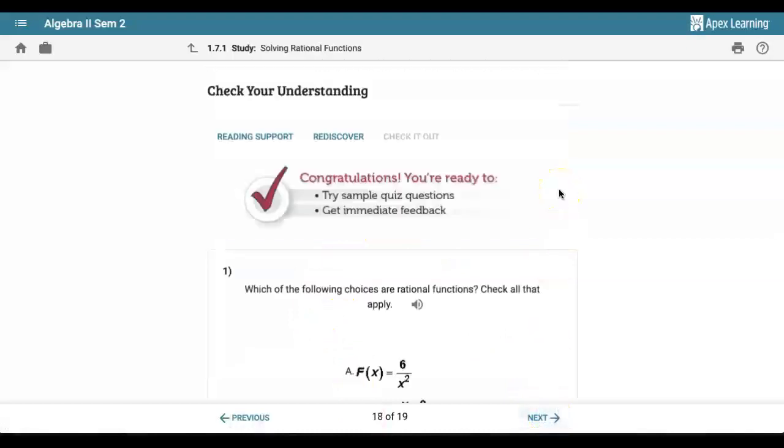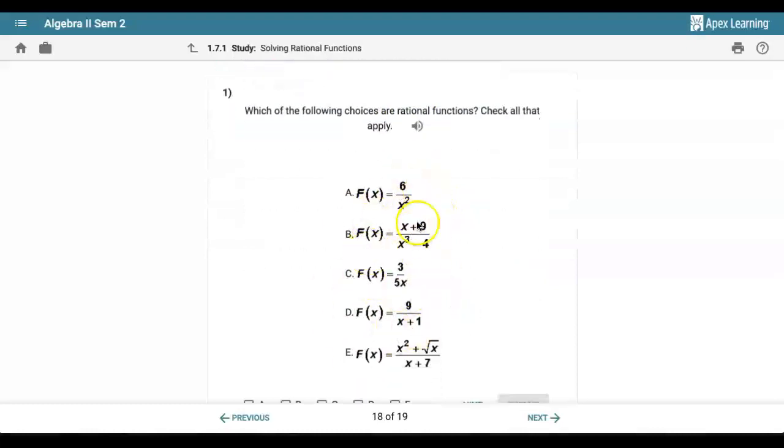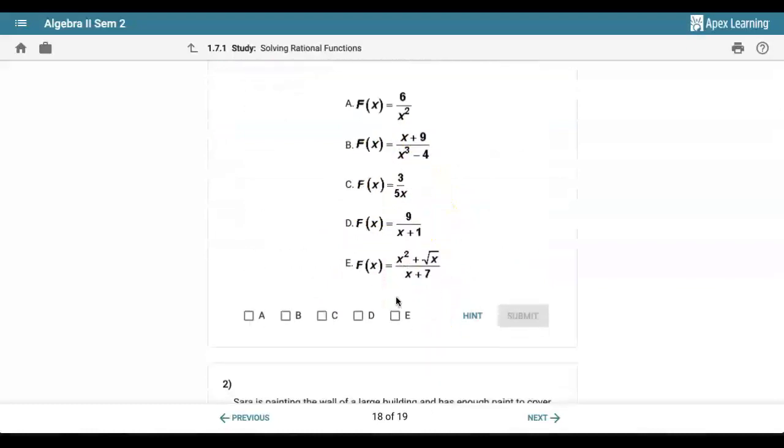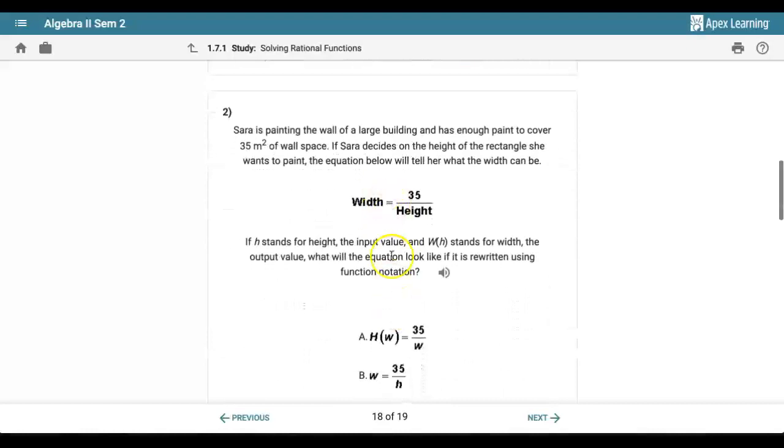Or it would be divided by a factor of 6. So down here, again, you can figure out which of these functions are rational. Again, it has to have rational values, not irrational values. Okay, a couple word problems here.